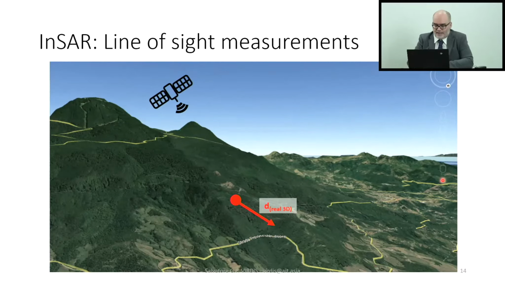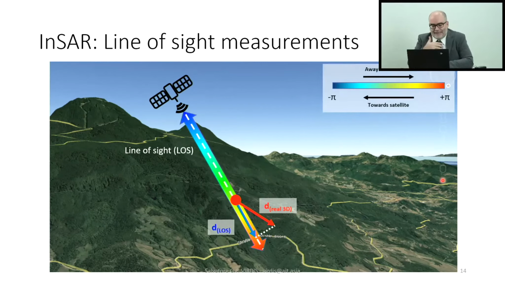So this 3D vector is observed along the line of sight sensor target. It means that we observe only the projection of this 3D vector along the line of sight. So with the satellite, it's very important to understand that any measure we do, both with conventional and advanced, is a measurement of a deformation, or if you want, a displacement in this direction, okay?